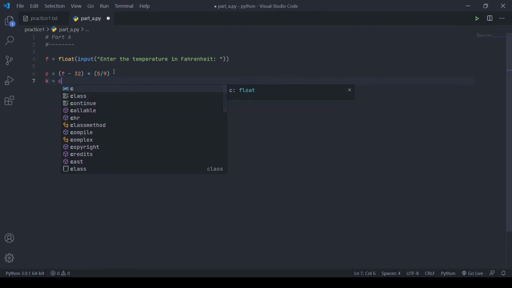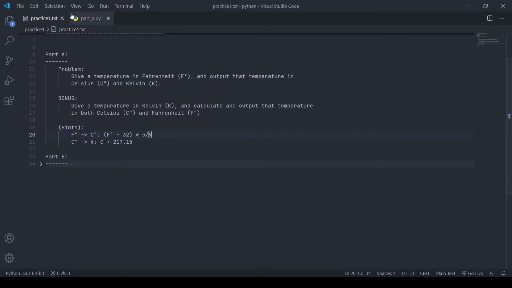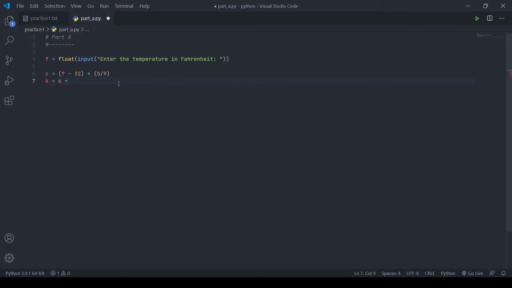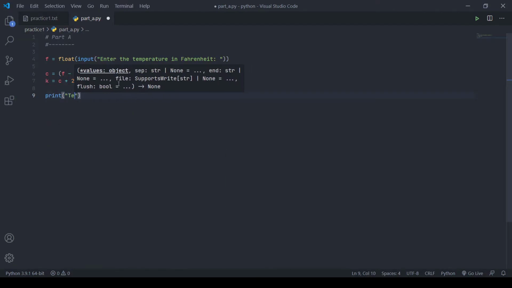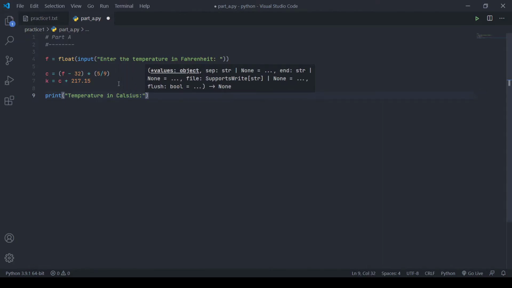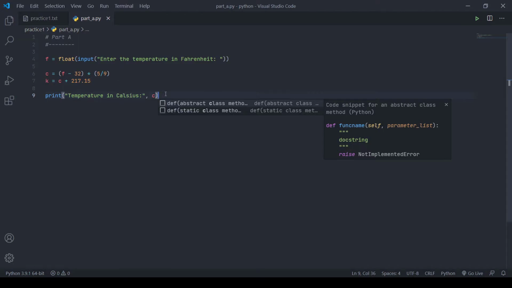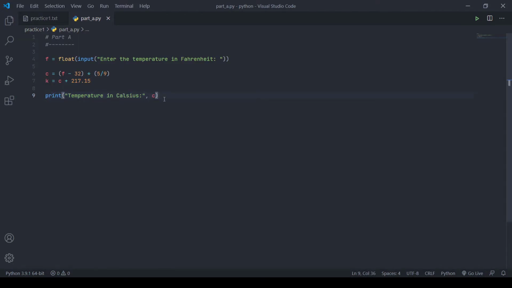So that should be the Celsius, and then if we want to calculate Kelvin, you just take Celsius, and then I believe you add 217.15. That should take care of all of our calculations. Let's go ahead and print these out to the console here. So if I print temperature in Celsius, and then I'm going to separate these with a comma and pass in C, and I'm going to copy this line, paste it, put the K in here, and then just change this to Kelvin.